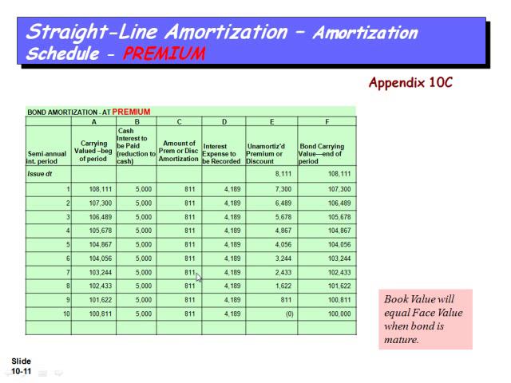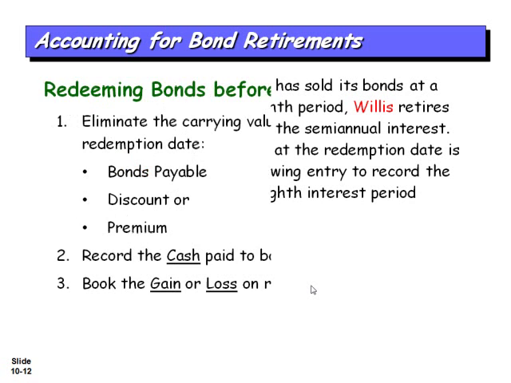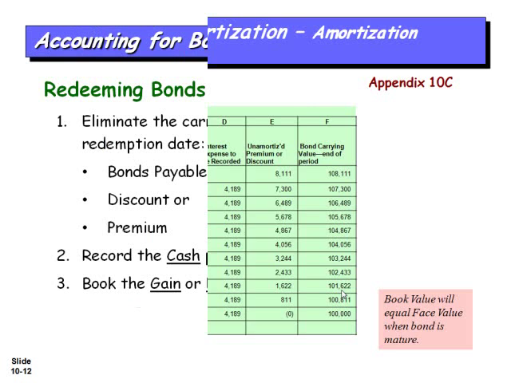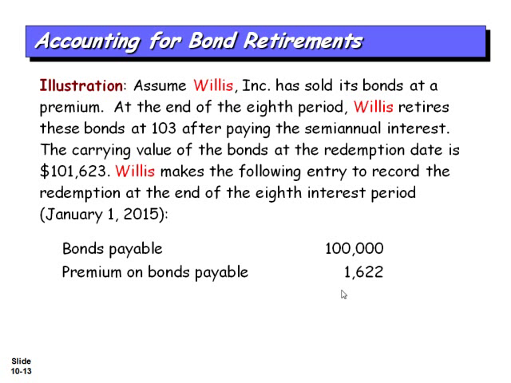After the 8th period, the carrying value of this bond is, what is it? 101,623. And here it is, 101,622. There's some rounding in there, but basically it's the same number. Okay, sorry to flip back and forth. So here we go.